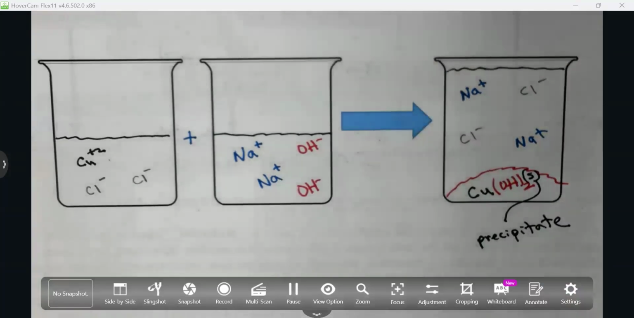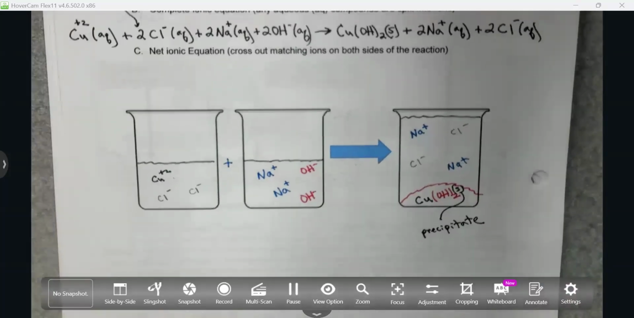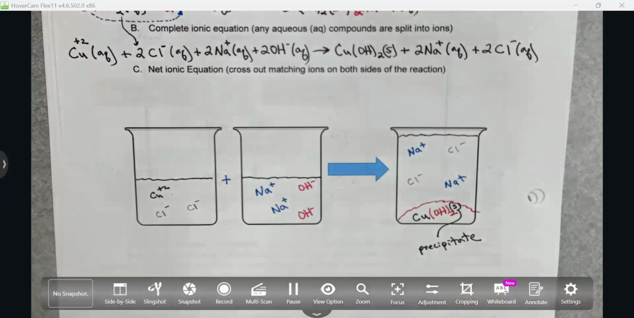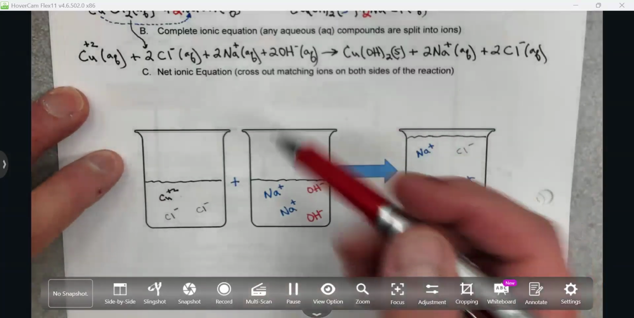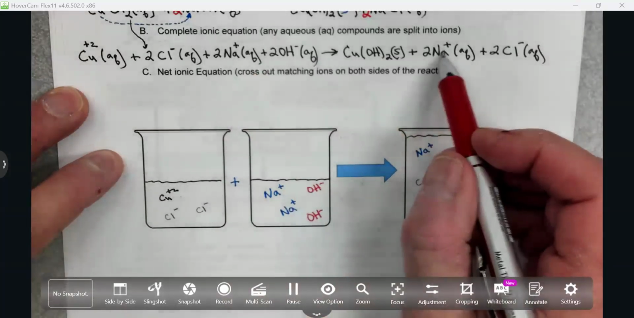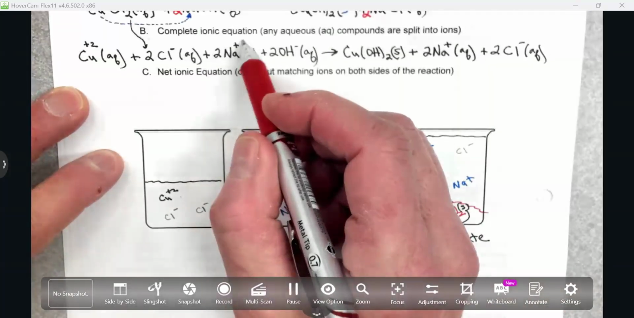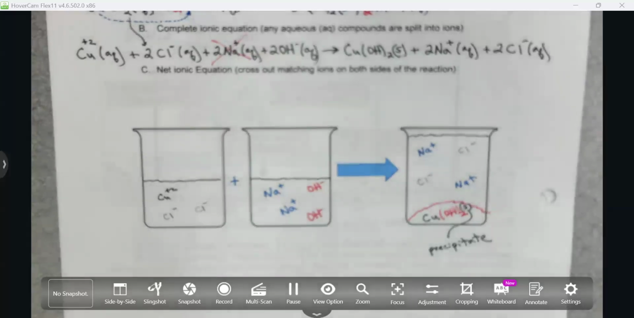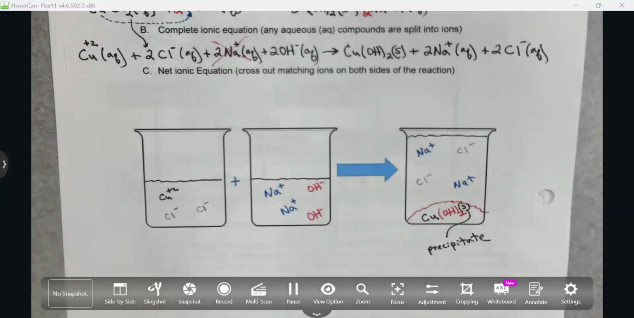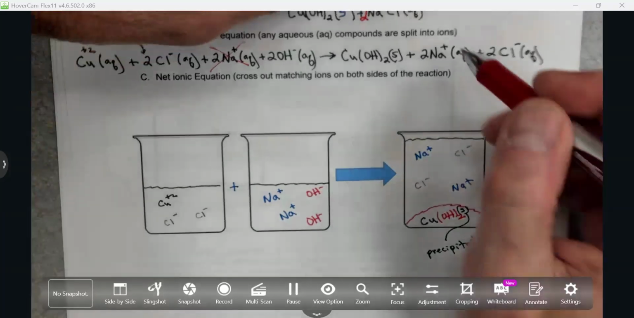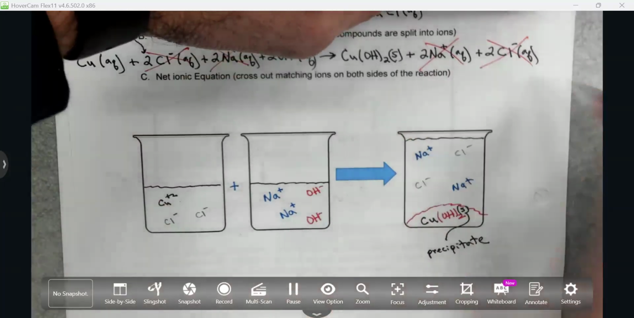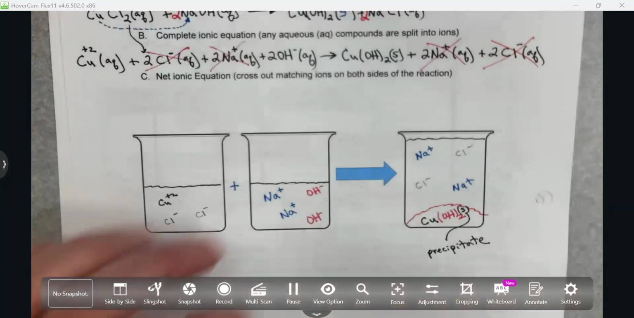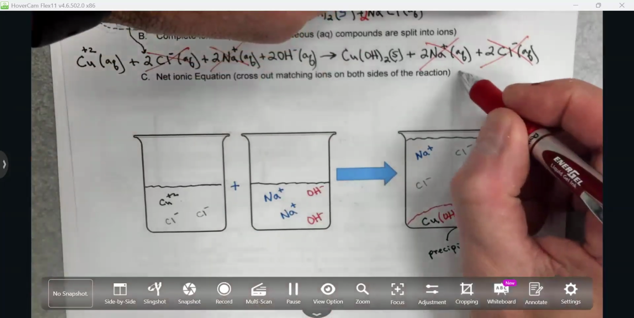Now, let's go back up to our equation. And we can lightly X out our spectator ions that are exactly the same on both sides. And that is 2 sodiums, 2 sodiums. So this is like having 2x and 2x on both sides of the equal sign, correct? 2x and 2x, we can cross it out. And then we got 2 y's and 2 y's. These are spectator ions that I crossed out.